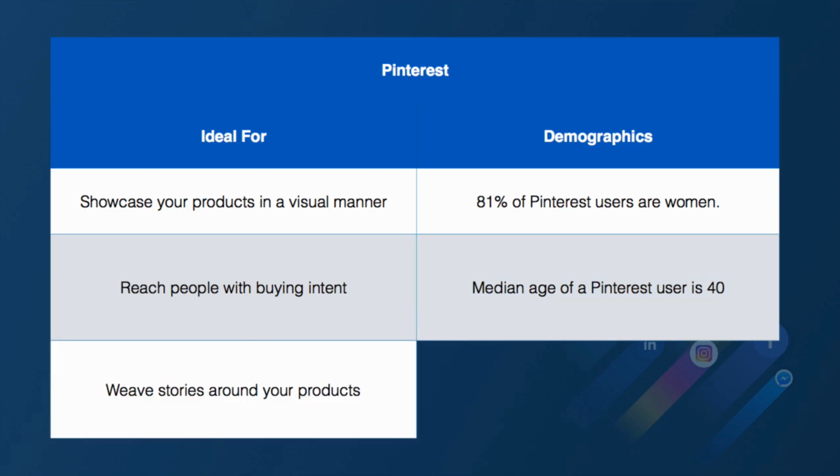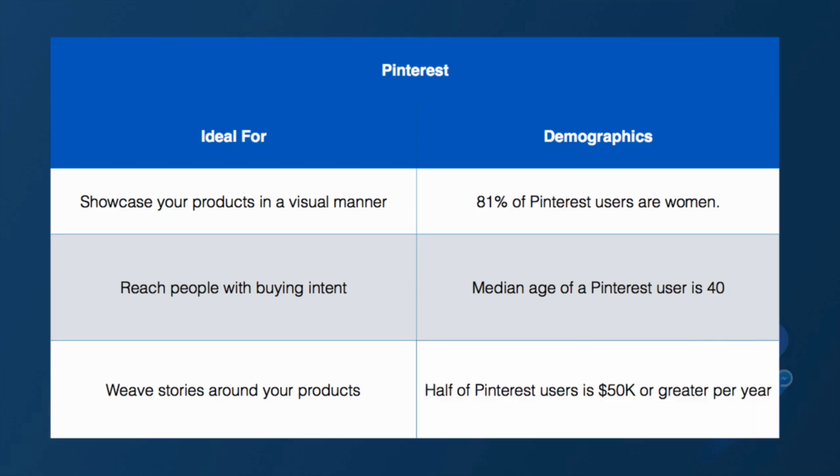So weave stories around your products. This is why I use Pinterest. I use it basically to get travel inspiration, and there's a lot of travel inspiration on Pinterest. And you can weave stories, you can add multiple products in a single image and say how those products helped you in traveling. Or you can have lookbooks if you are in the apparel industry. And half of Pinterest users earn $50K or greater per year. That's the household income of a Pinterest user.